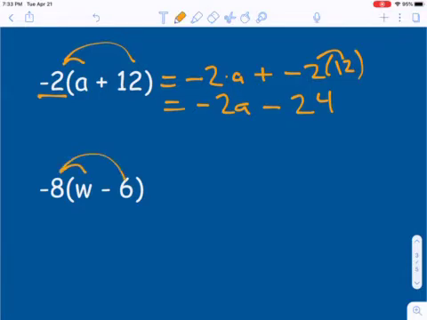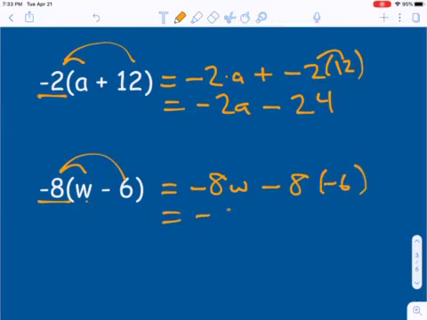All right, same deal. We've got negative 8, which is being multiplied by w, and also being multiplied by negative 6. So you're going to have negative 8w, and then you're going to have negative 8 times negative 6. When I simplify this, you'll go 8 times 6, 48, and then you have a negative times a negative, which gives you a positive.